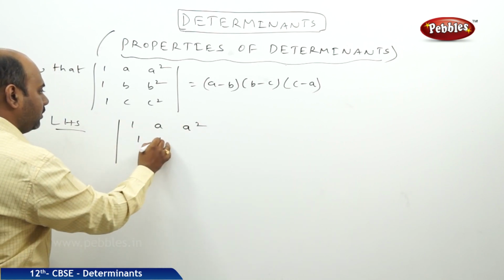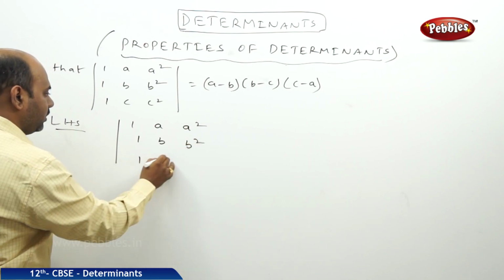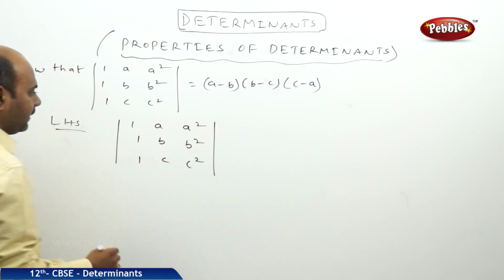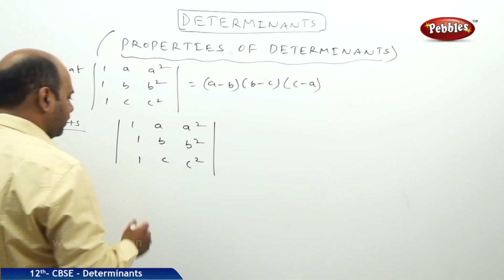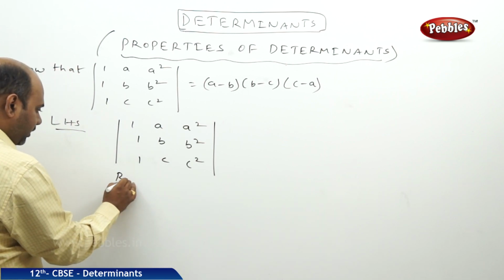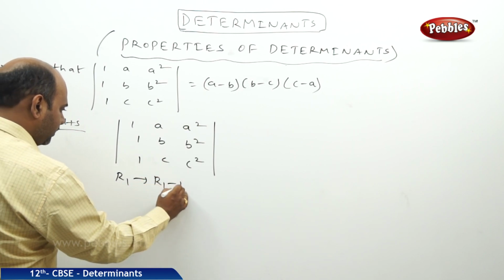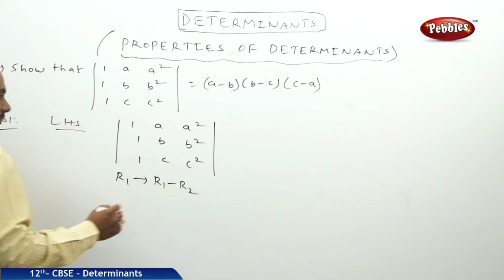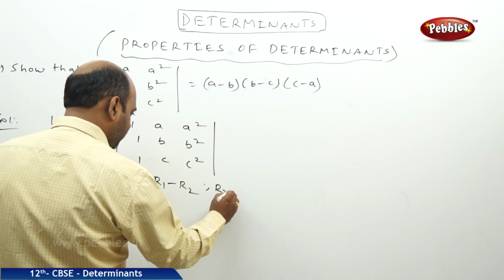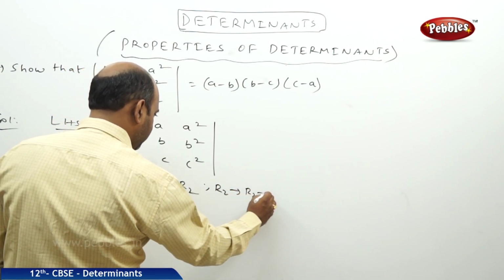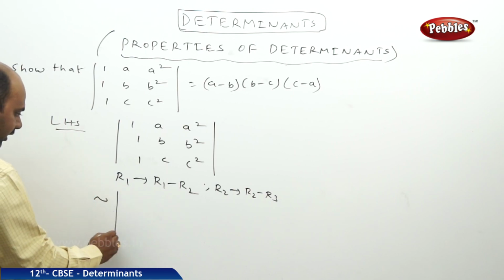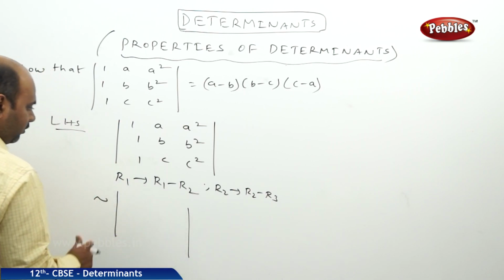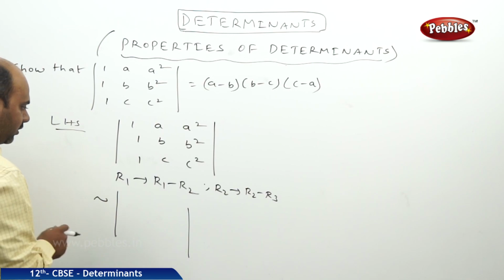1, a square; 1, b square; 1, c square. I want to show it as (a minus b)(b minus c)(c minus a). What I'll be doing is R1 implies R1 minus R2 and R2 implies R2 minus R3. That means I'll be finding the new determinant where I use these particular operations.